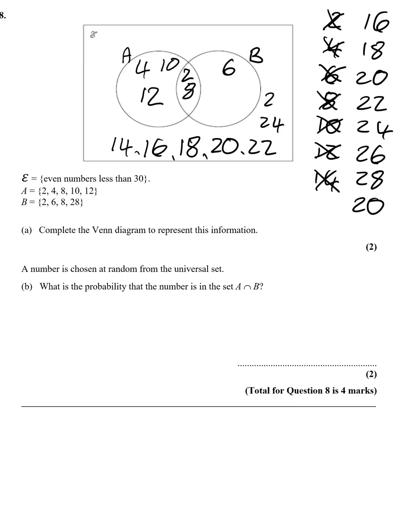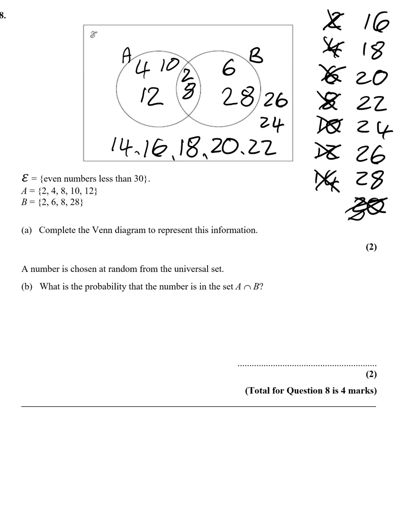Doesn't matter where you put these numbers around here. 28 had to go into B. I don't know why I've put 20 there. That should be 30, but actually even numbers less than 30, so we don't need 30. So that's our completed Venn diagram.